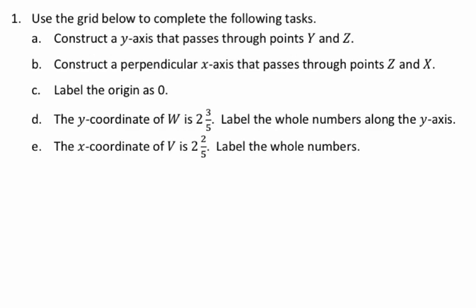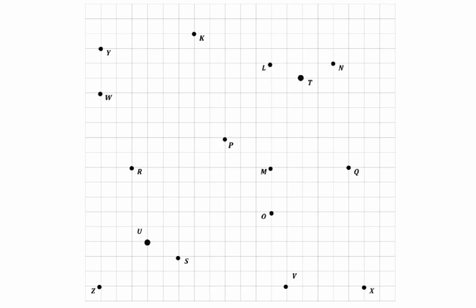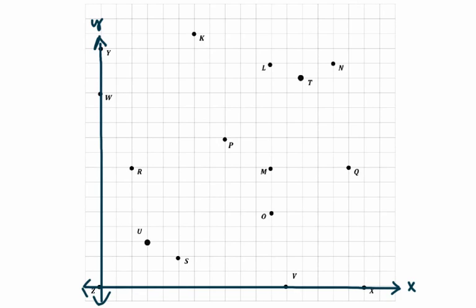Okay. So again, this is what our grid looks like. Part A says construct a y-axis that passes through points y and z. So we'll do that right now. There's the y-axis going through y and z. And then B says construct a perpendicular x-axis that passes through points z and x. And there it is right there.